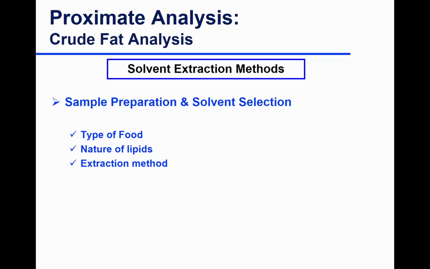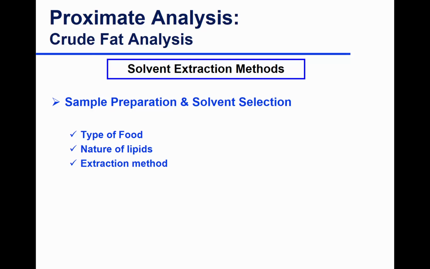So before we start, we have, of course, to do sample preparation and think about the solvent. There are so many different solvents that can be used. So in order to determine how we're going to prepare our samples, we have to think about the type of food that we have. Is it high in moisture? What do we need to do? Is it high in carbohydrate? What would be best to do if we have high protein and fat but low carbohydrate? What would be the best way to prepare the sample? So we'll talk about this in detail.